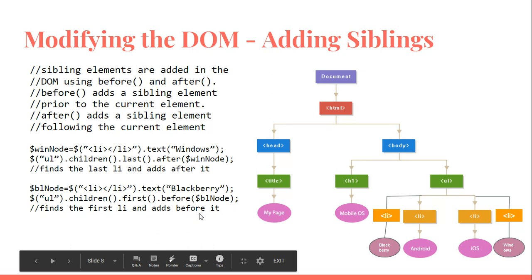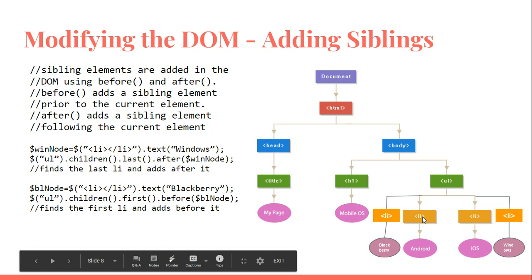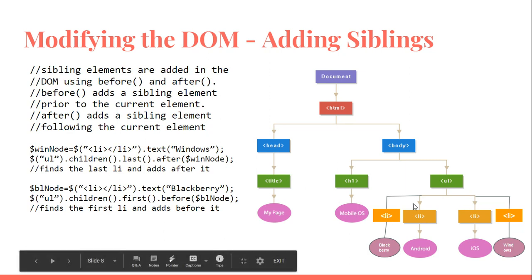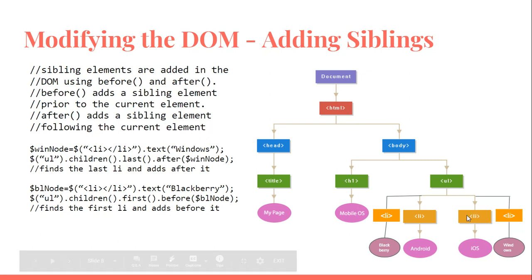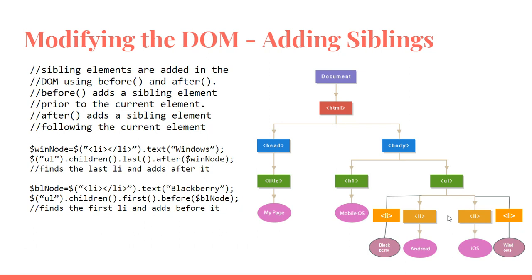So it finds the last li and it adds something after it. Alternatively, I can do the same thing, but I can use before. So if I find the first one and I go before it, then it adds it here. Now, had I done children dot last dot before, then that BlackBerry node would have gone right in here between Android and iOS. So that's how we're adding siblings in this case, whereas before we were adding children.